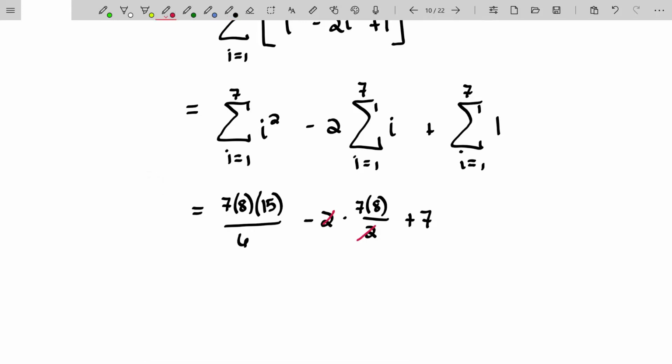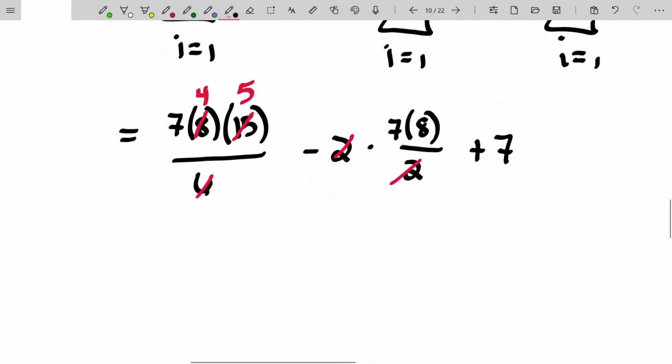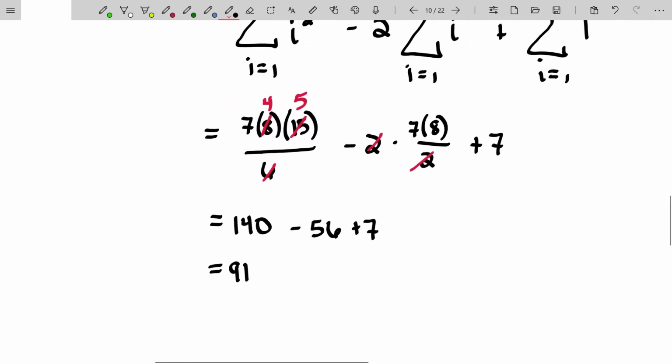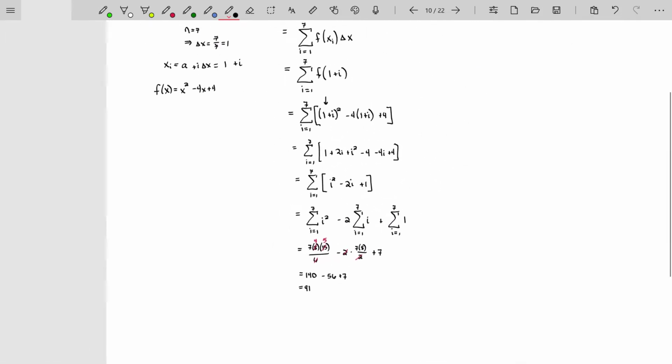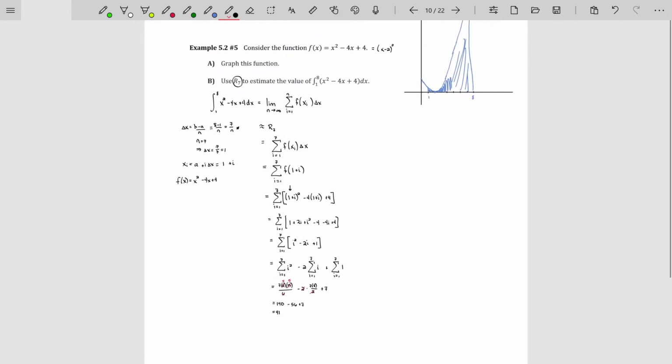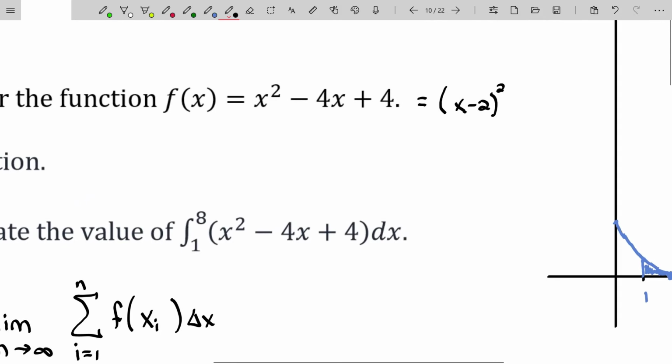So the 2s cancel there. 3 goes into 15 5 times, and the 2 goes into 8 4 times, and now we're ready to go. So let's see, that's 20 times 7, or 140, minus 56 plus 7, so minus 49, that's 91. And unless I made an arithmetic mistake, that is correct. So this is the approximate area underneath that curve, x squared minus 4x plus 4, from x equals 1 to x equals 8. That's the approximate value of this integral.